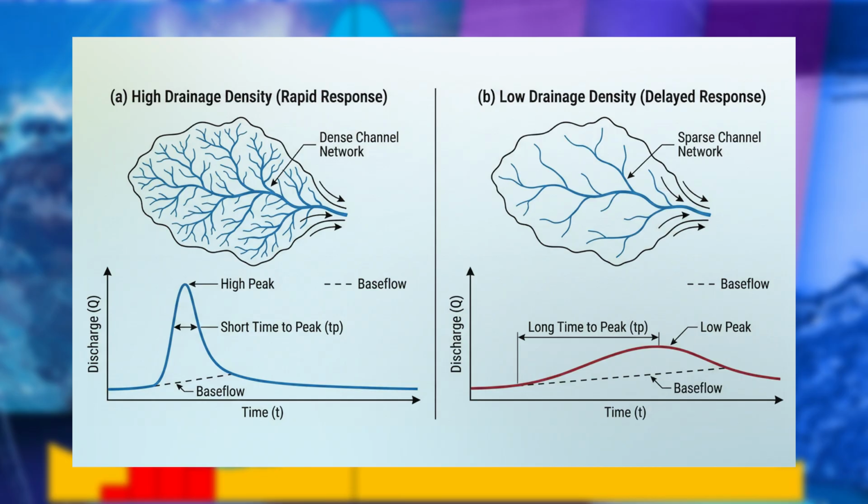Drainage density, defined as the total length of the channel per unit basin area, greatly influences hydrograph shape. Basins with high drainage density drain water rapidly, resulting in higher peaks and shorter time to peak. Basins with low drainage density experience slow runoff movement, leading to lower peaks and delayed peak occurrence. High drainage density promotes channel flow dominance, while low drainage density allows other hydrological processes to slow runoff concentration.